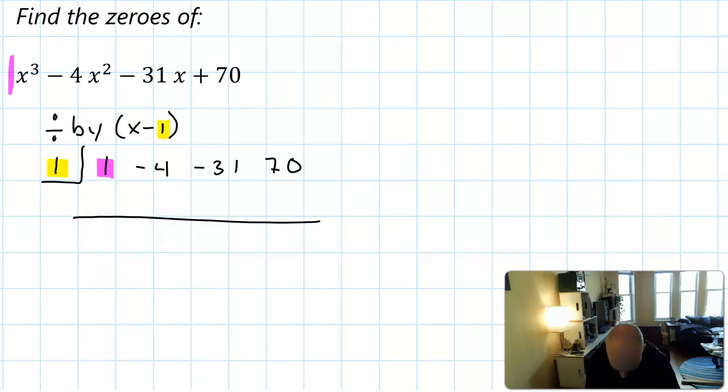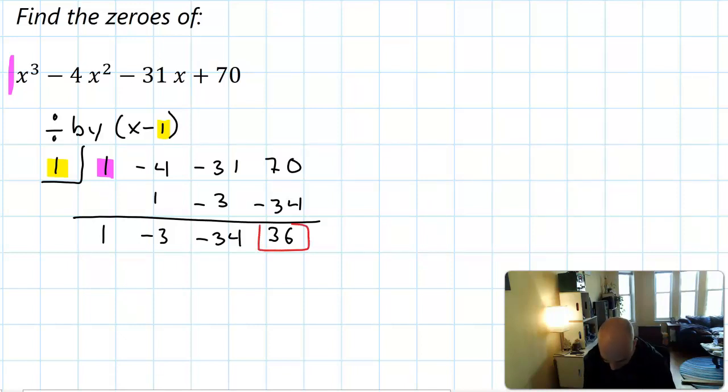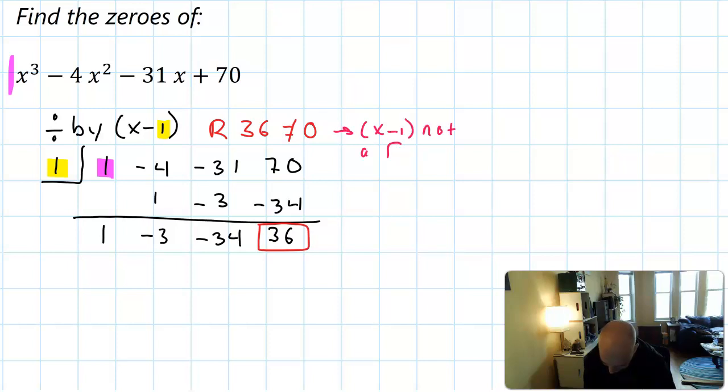So here's the division. And so we got 36 in this cell, which means that when we divided by x minus 1, the remainder was 36. And 36, last I checked, is not equal to 0. What that means is that x minus 1 is not a factor of this polynomial. So what the heck do we do here? Well, let's just cross 1 off the list and try the next biggest number.